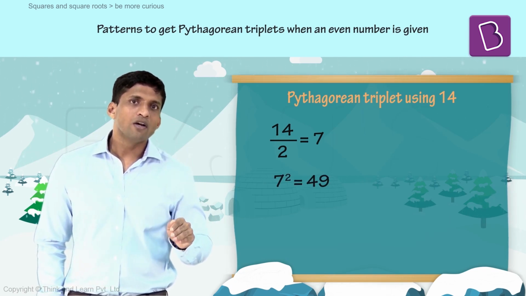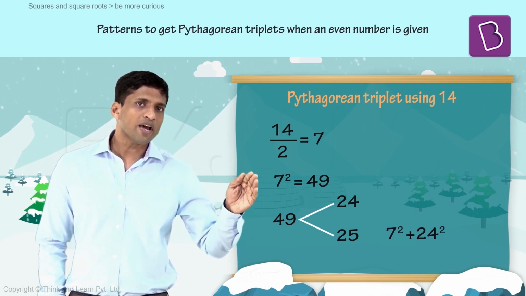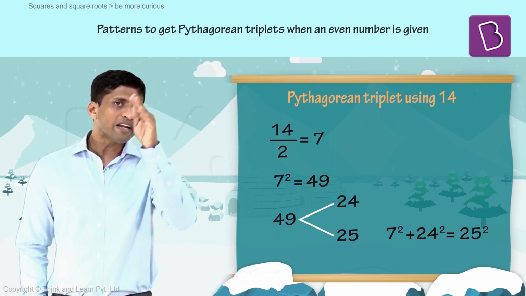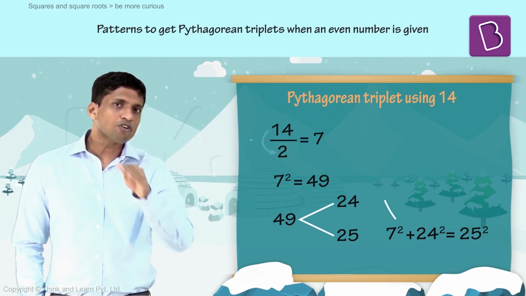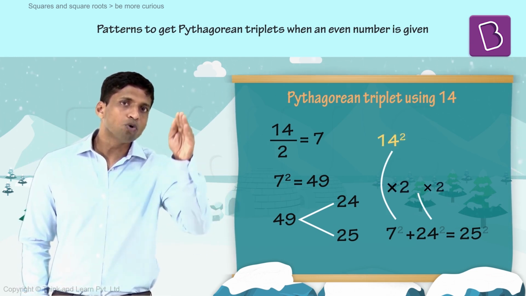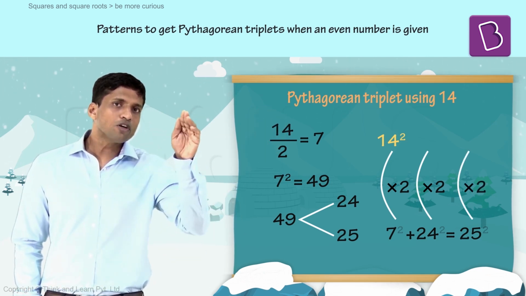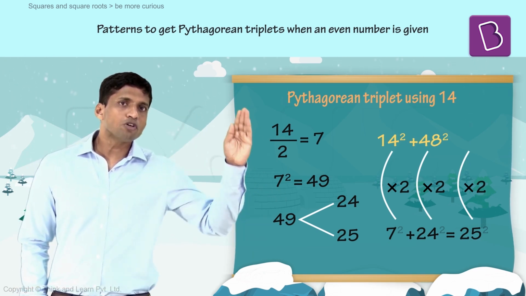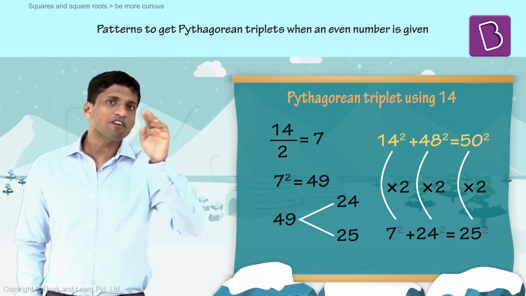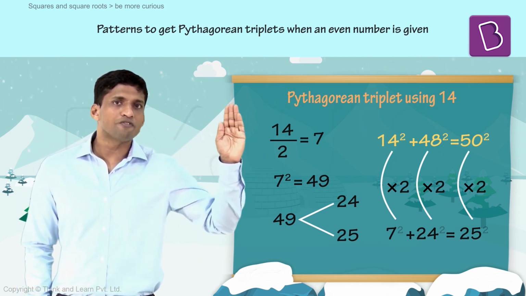7 square is 49. 49, you will write as 24 and 25. So 7 square plus 24 square equal to 25 square. Now 14 to 7, how are we getting it? By dividing by 2. So the same factor of multiplication, from 7 to 14, is into 2. If I multiply by 2 here and 2 here, I'll complete the Pythagorean triplet. That is, 24 into 2 is 48, 25 into 2 is 50. So we get the Pythagorean triplet as 14, 48 and 50: 14 square plus 48 square equal to 50 square.